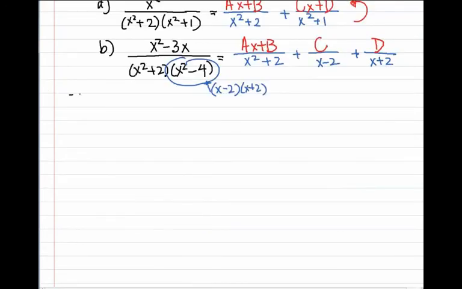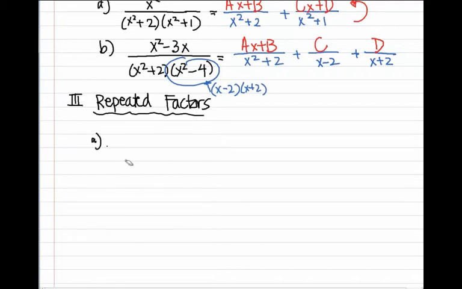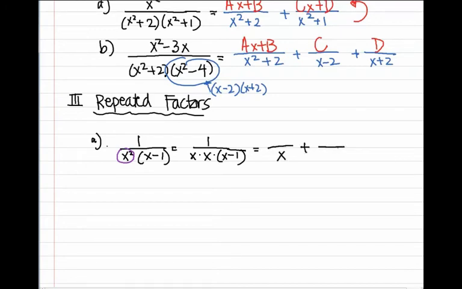The last type that we need to deal with are going to be repeated factors. So that's what happens when you have multiple zeros or multiple factors. Okay, let's try 1 over x squared times x minus 1. So in this case, it's really 1 over x times x times x minus 1. It is not a quadratic factor like above, because I can still factor x squared into x times x, and my x minus 1 is not a repeated factor. So I should have three fractions. Three factors meaning three fractions. And they're all linear, so that means I should have a, b, and c above them.